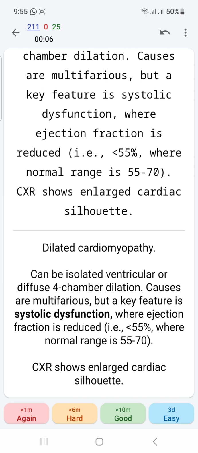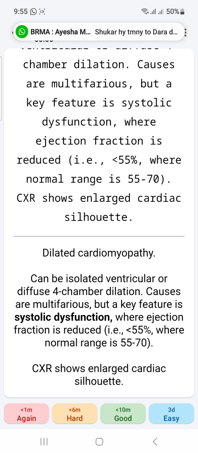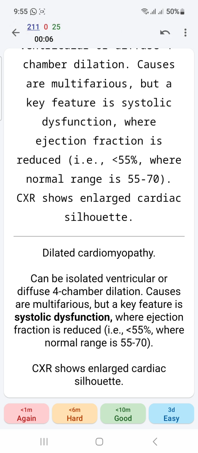Dilated cardiomyopathy can be isolated ventricular or diffuse four chamber dilatation. Causes are multifarious, but a key feature is systolic dysfunction.